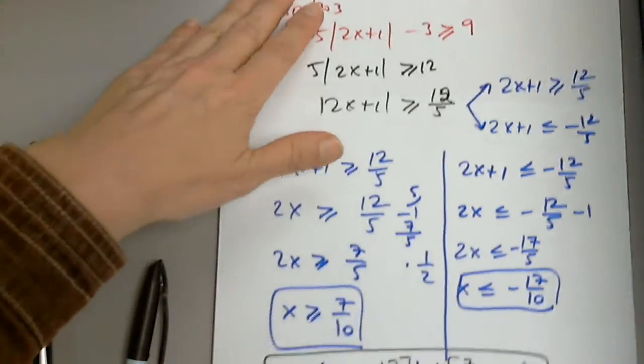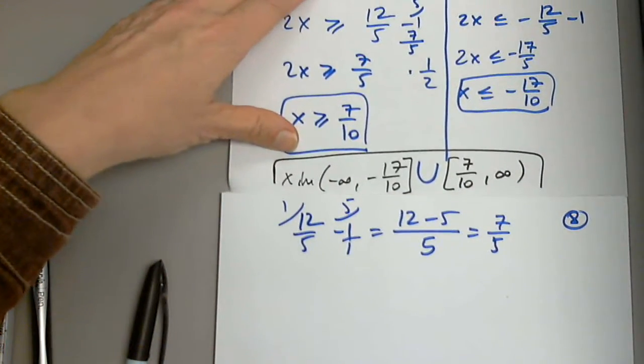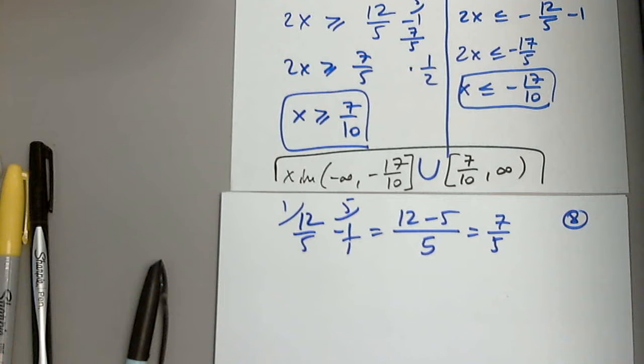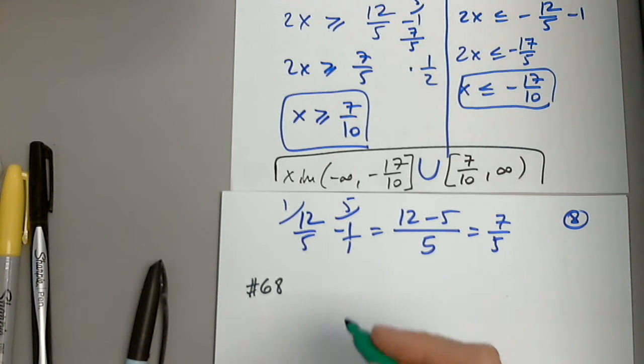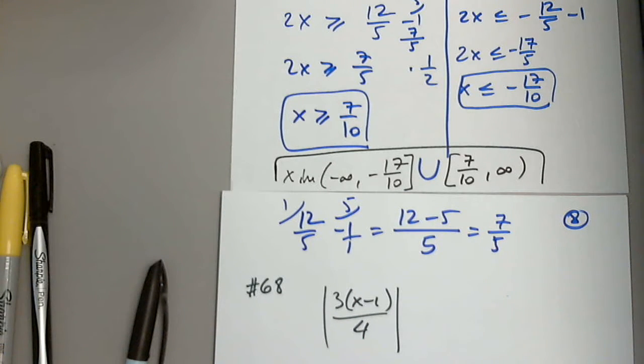Okay, very good questions. Anything else here? Do we need another example? Yes, with the absolute value? Okay, very, very good. So let's look at 68. 68 is 3, quantity x minus 1 over 4, everything in absolute value, less than 6. Okay, ready?